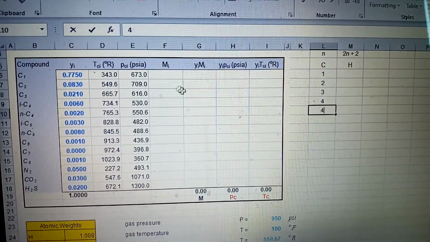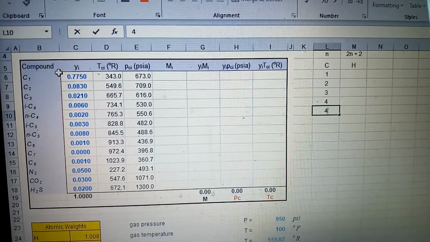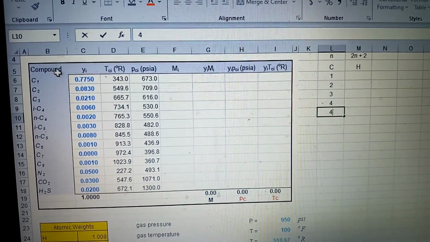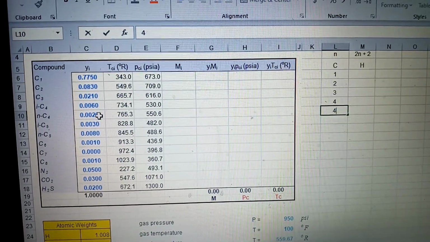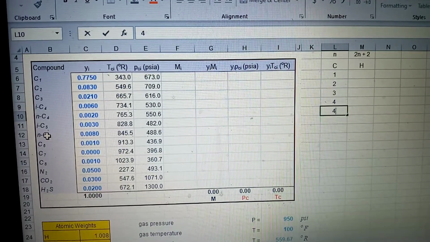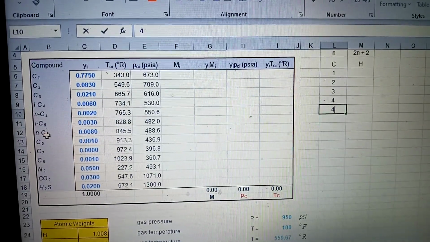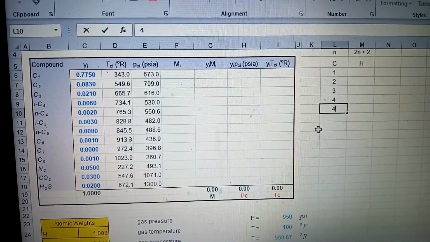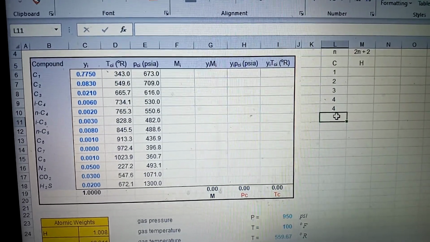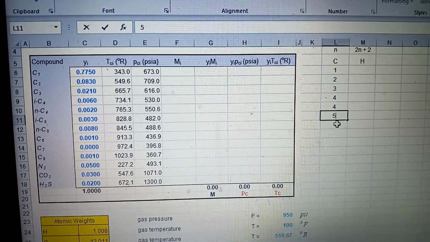They have to match. Whatever you are given might be different, might not be the same composition. Don't just write 1, 2, 3, 4. You have to look at the column and write the number of carbon. So the next one is what? IC5. So that's 5. The next one is NC5. So that's also 5.